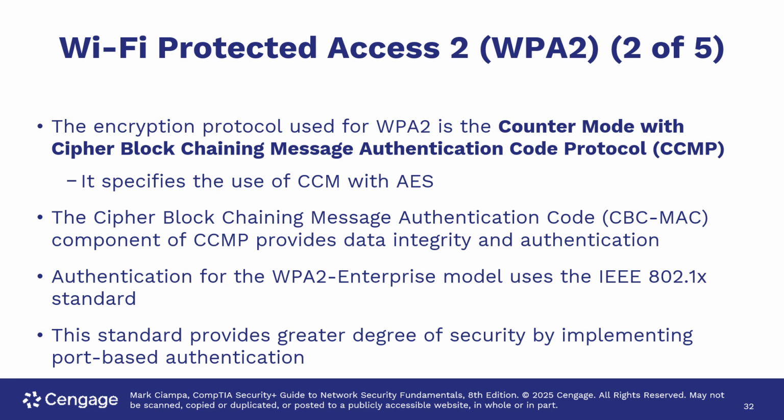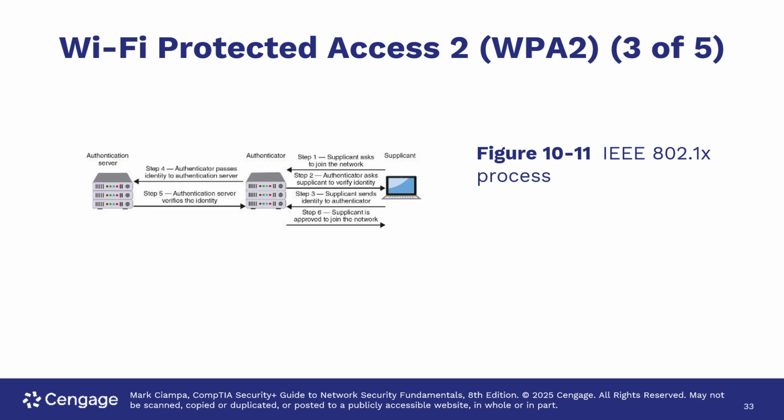This standard provides a greater degree of security, again, by implementing port-based authentication. You can see as we go along, they're improving things one step at a time here. And you can see the IEEE 802.1x process. You start on the right, where in step one, the supplicant asks to join the network, and the authenticator asks the supplicant to verify their identity. The supplicant sends its identity to the authenticator. On the left, the authenticator passes the identity to the authentication server. The authentication server verifies the identity, and then in step 6, the supplicant is approved to join the network.